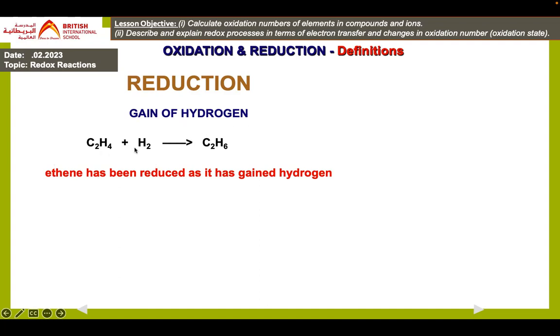You can try to draw C2H4. You will get a double bond between 2 carbons. So this is ethene, and this is hydrogen gas. See, ethene had 4 hydrogen before the reaction, and after the reaction, it has 6 hydrogen. Ethene is gaining hydrogen here. Gain of hydrogen is called reduction, because loss of hydrogen is oxidation. So gain of hydrogen is reduction. Simple. Let me tell you one more thing here.